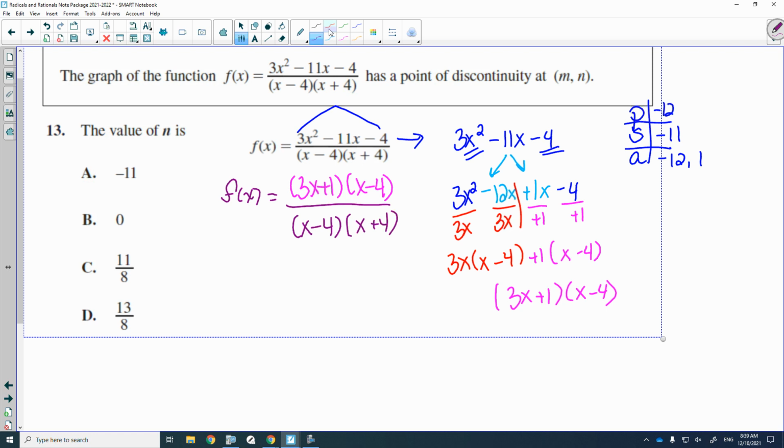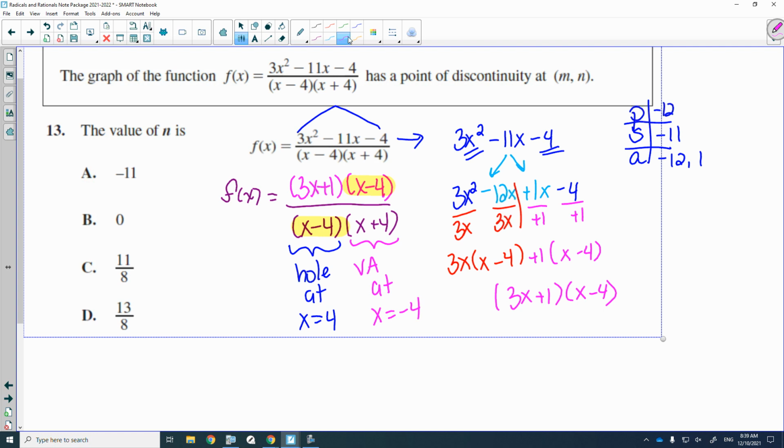Without even reading the question, I highlight. If I could highlight, I highlight. So I would be highlighting the common factor. And then I always make note that that's the hole. Hole at x is equal to 4. This would be what? That's the VA. VA at x is equal to negative 4.